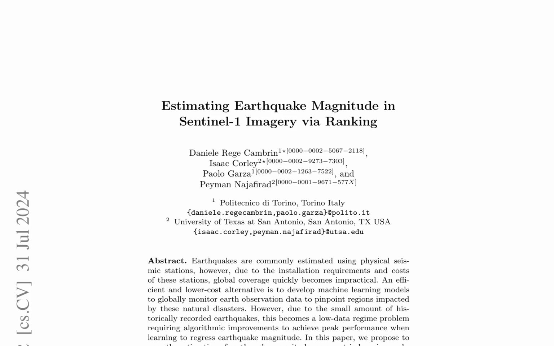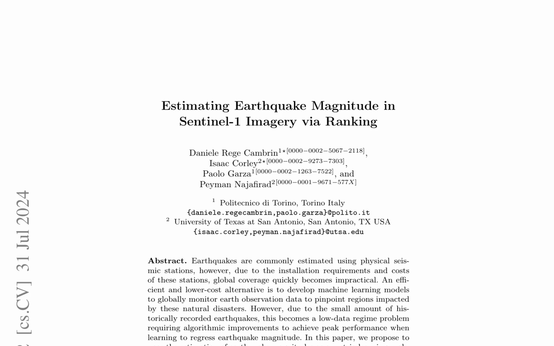Estimating earthquake magnitude from Sentinel-1 satellite imagery is crucial for effective disaster response and mitigation. Traditional seismic stations are resource-intensive, limiting global coverage. Machine learning models offer a lower-cost solution by monitoring Earth observation data. However, accurate magnitude estimation is a low data regime problem due to limited historically recorded earthquakes.